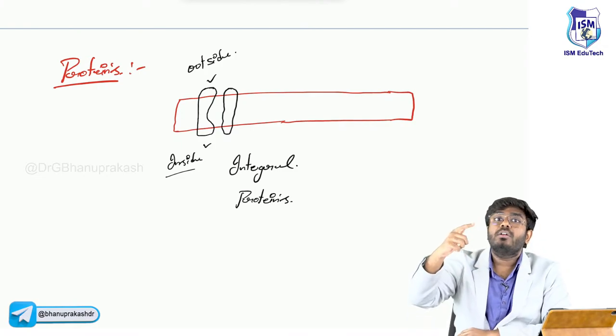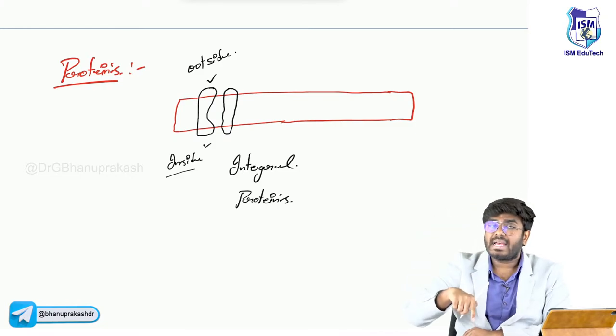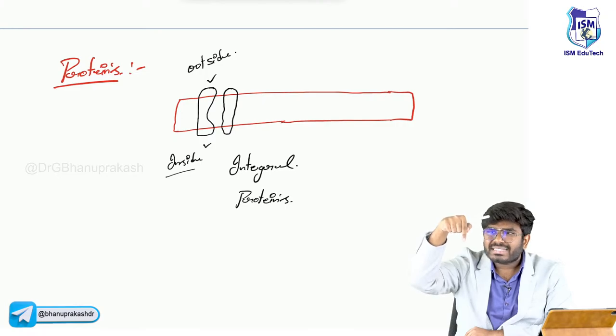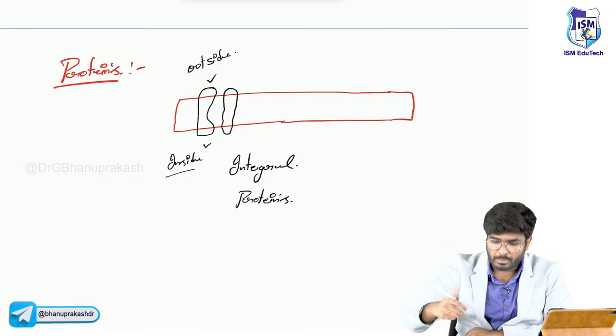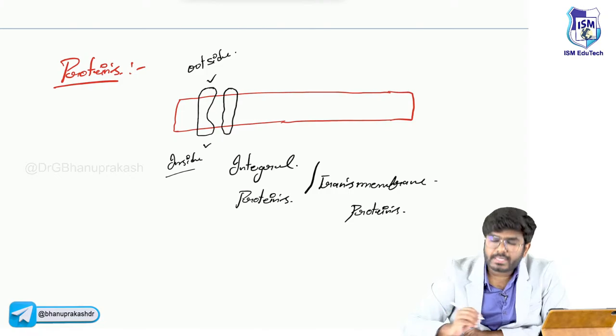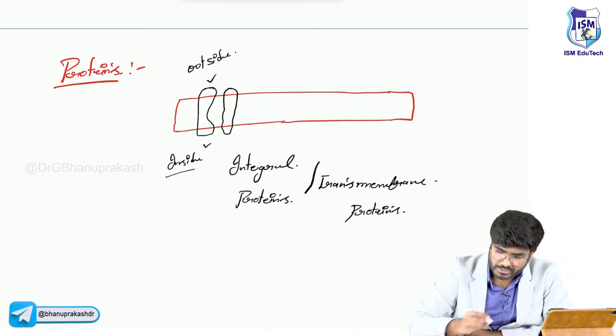As it passes from outside to inside, it is also called a transmembrane protein. It traverses the membrane, totally passing through it. Integral proteins are the transmembrane proteins.